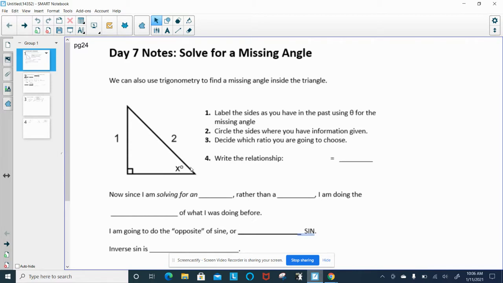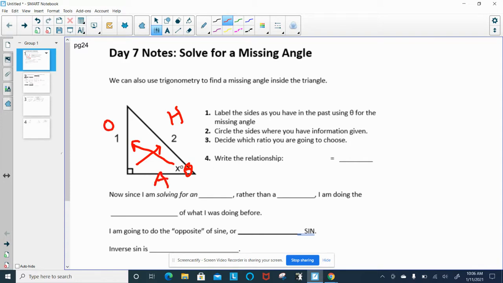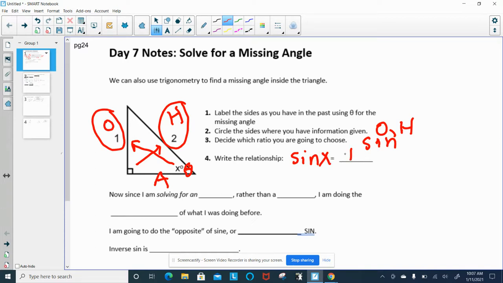So first, we're going to notice that theta is a variable. It's x. So we can still label h, o, and a. We can still circle what we know. We can say, okay, we have o and we have h. So that's the sine ratio. And that's o, which is 1 over 2.